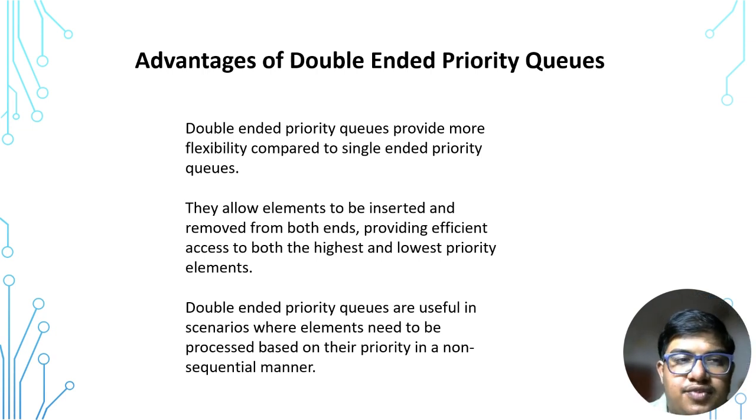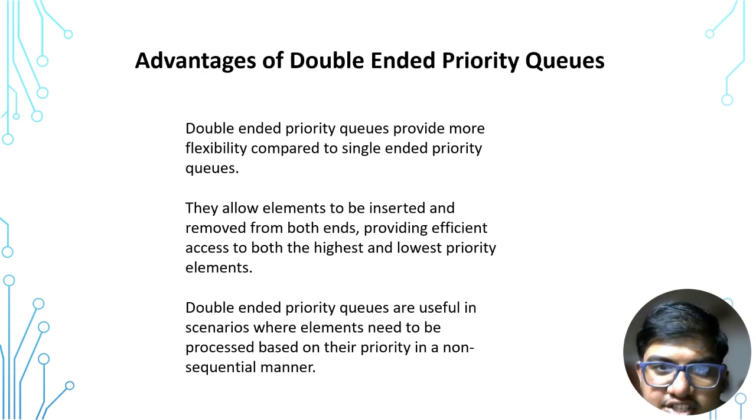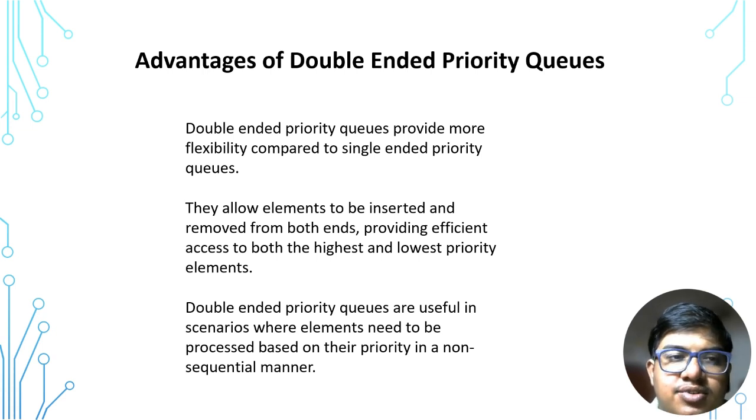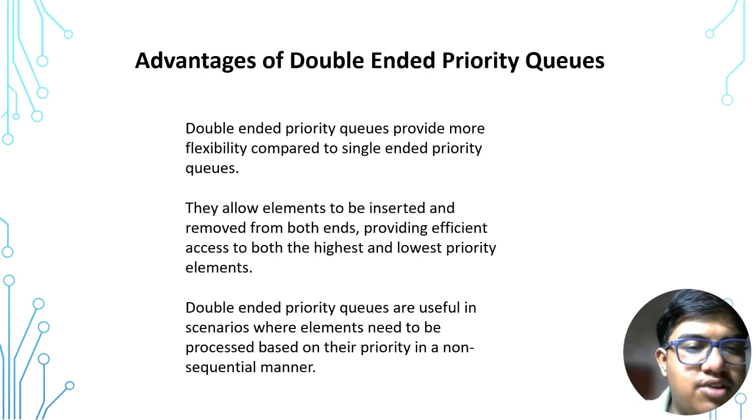So if you saw in the previous single-ended priority queues, you saw that they need to be executed in the priority based on a sequential manner. While in double-ended priority queues, you see that it needs to be executed based on non-sequential manner. So let's move on.